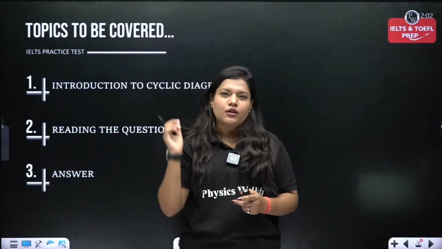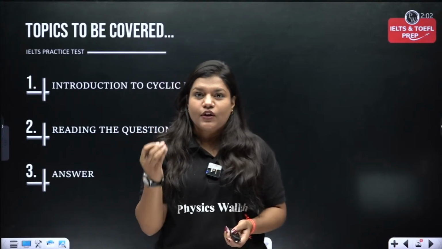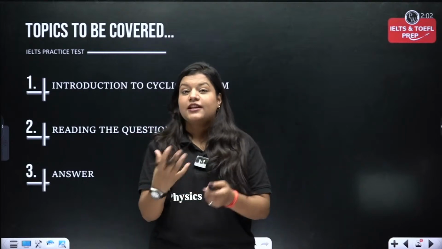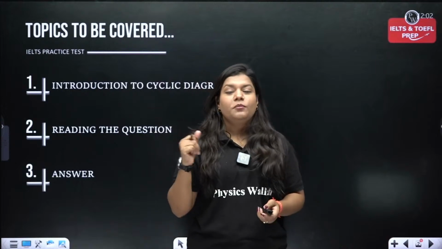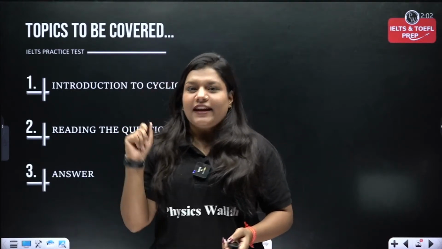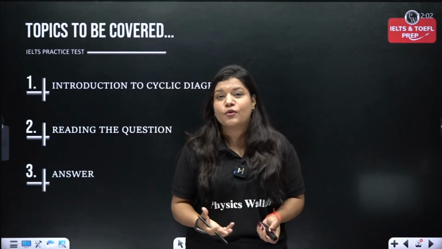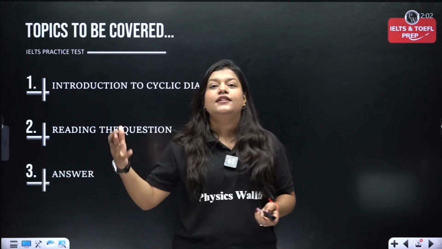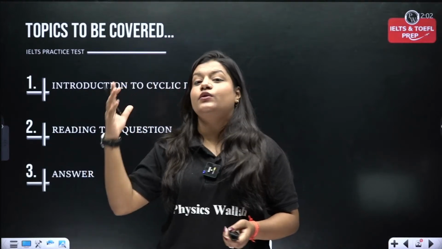If I can give you a gist of it, basically it deals with a diagram, and the diagram is going to be cyclic. Now what is a cyclic diagram? I'll be telling you that in detail, but as of now I'm just giving you a quick short intro. A cyclic diagram is a kind of diagram which goes in a cycle. Basically it talks about a process. It might talk about a natural process or a process of manufacturing something. These are the things that you can encounter in your cyclic diagram in your IELTS examination, which is Writing Task 1 Academic.